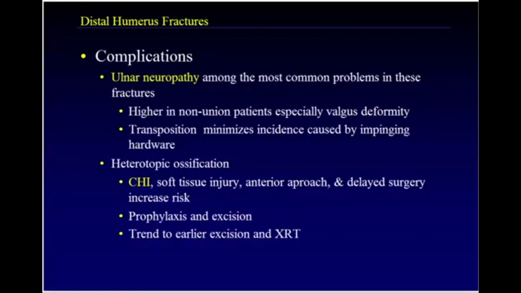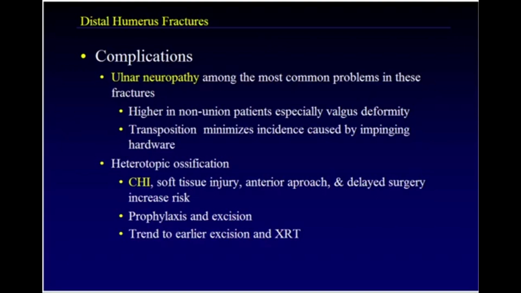Other complications, ulnar neuropathy is probably one of the most common problems in these fractures. It's especially seen in patients that have non-union of the distal humerus with a valgus deformity. Transposition of the ulnar nerve can minimize the incidence of this by minimizing your impingement on the hardware. Again, there's nothing in the literature that clearly shows that ulnar nerve transposition is necessary in these fractures.